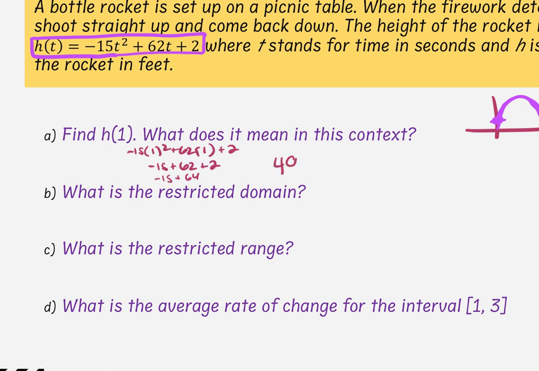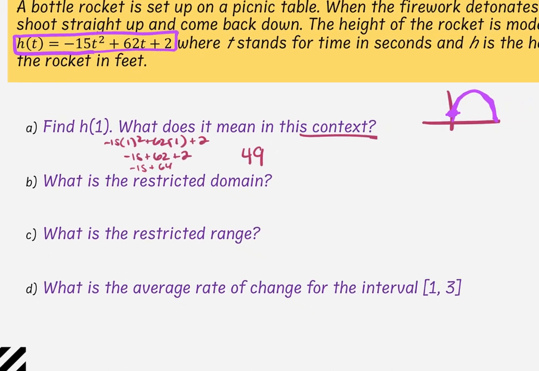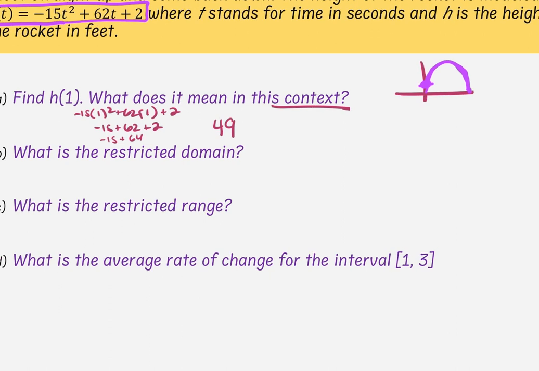And you get 49. What does it mean in this context? Means now give these their measurements, right? What does that mean? What was my T and what is my H? T is seconds and H is height. So describe that point to me using those measurements.